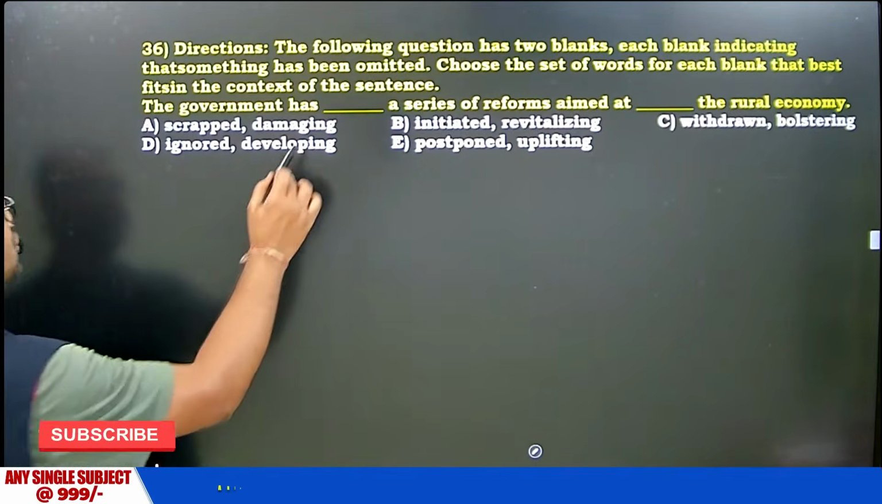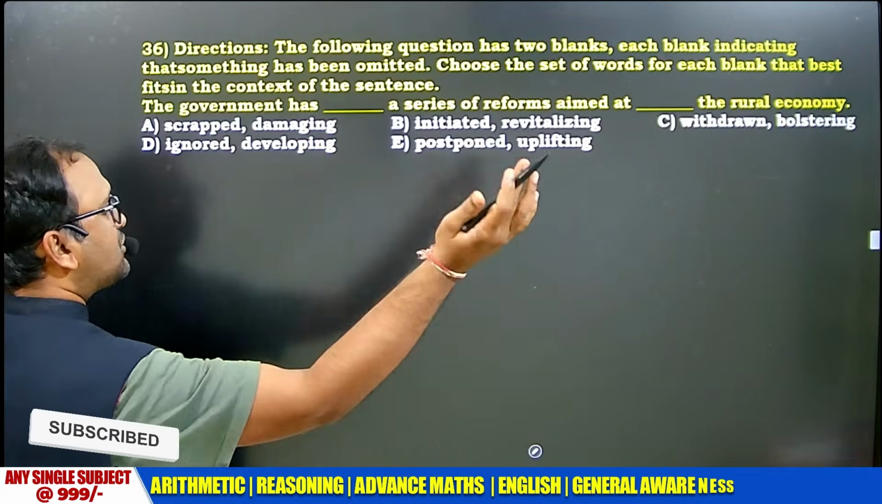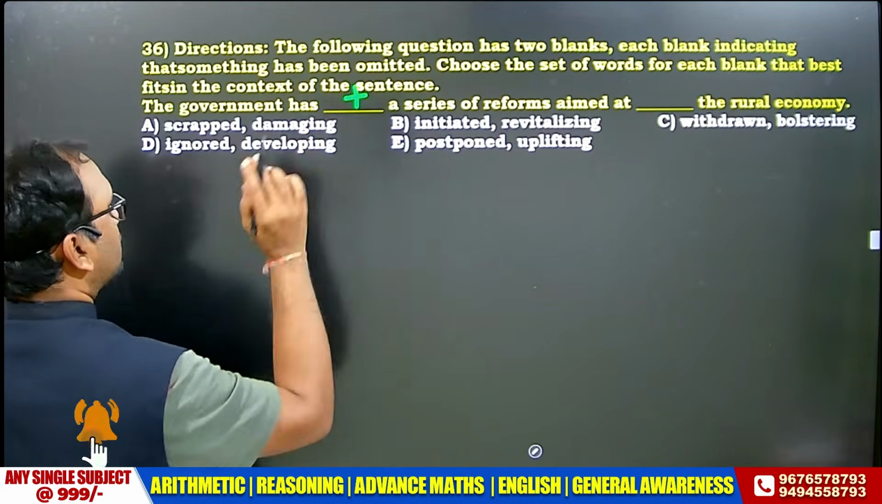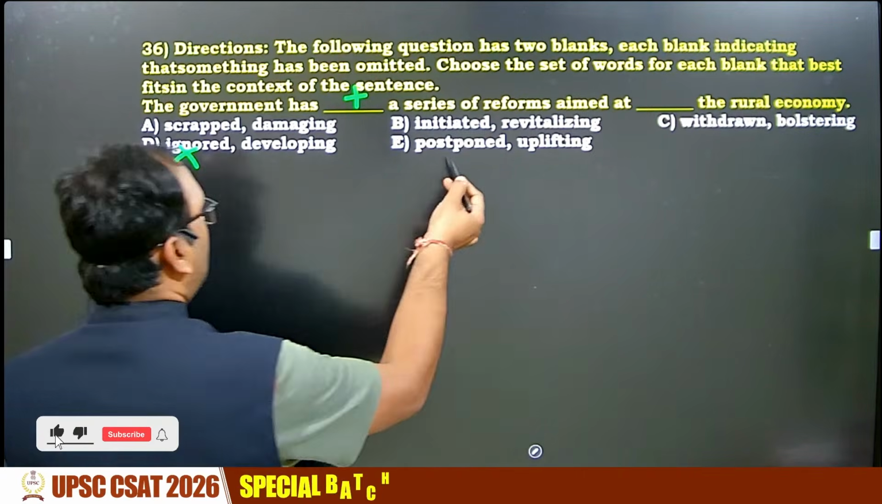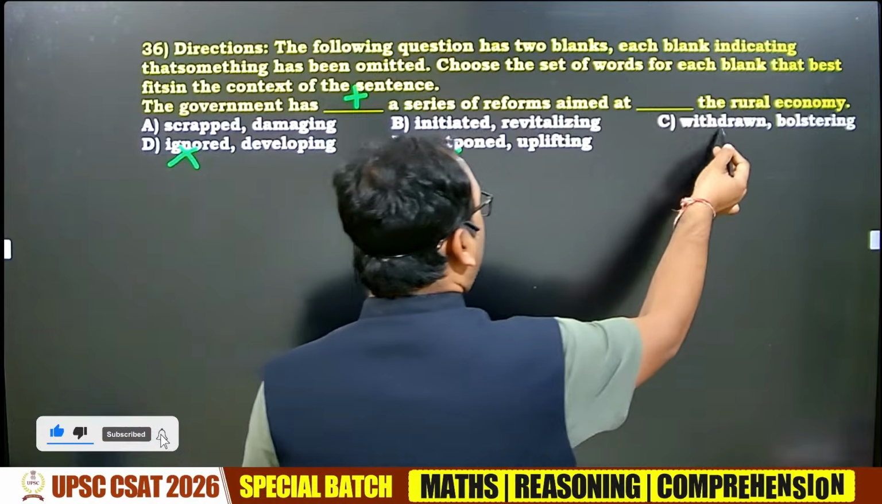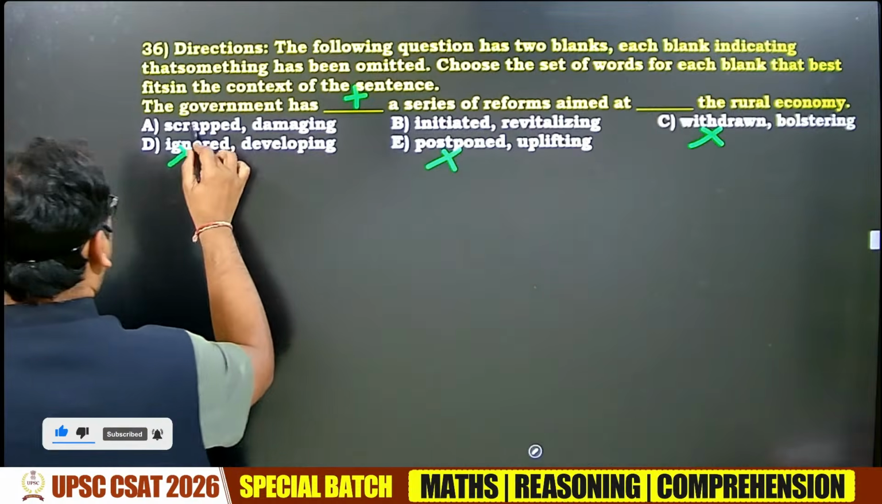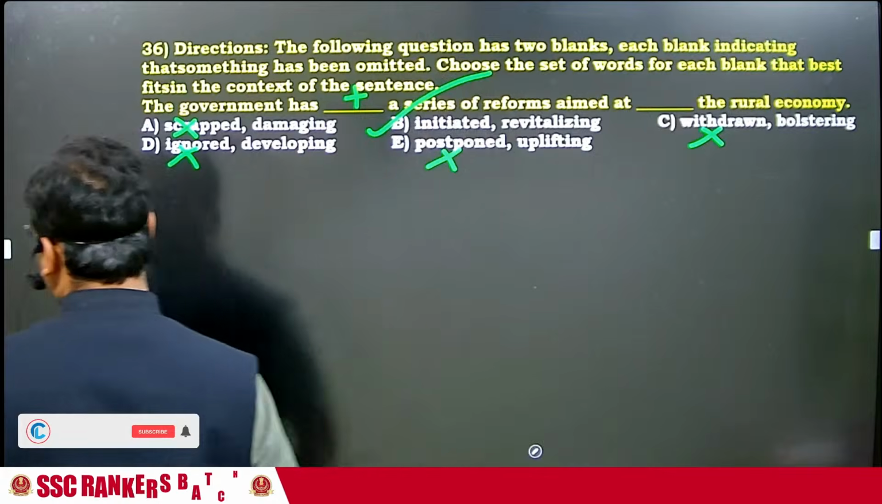So naturally, positive or negative? Government has dash many reforms. Positive, no? First of all, positive, no? Ignore is not positive. Ignore is negative. Postpone is negative. Withdrawn is negative. Scrapped is negative. Answer is already ready.